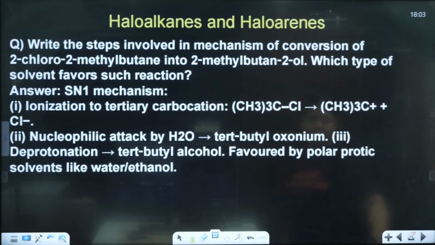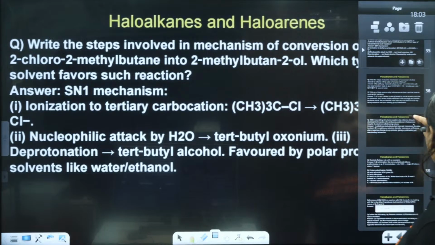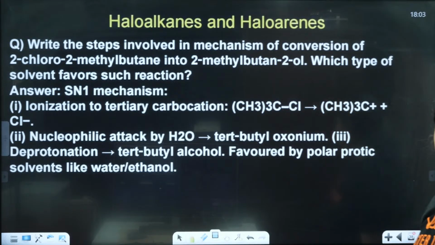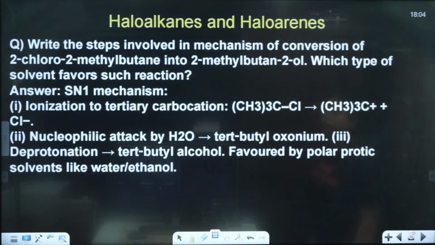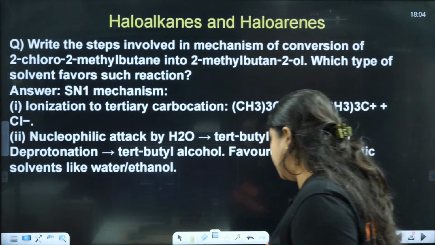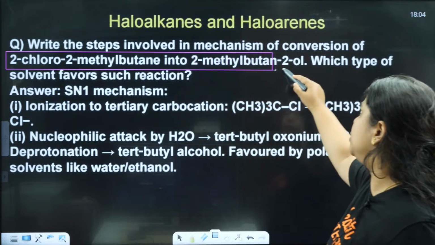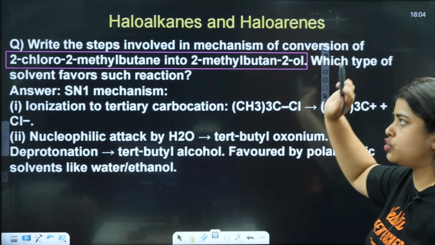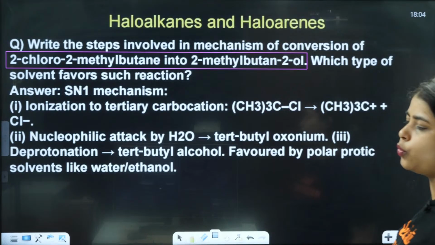Haloalkanes and haloarenes chapter, I think after that, alcohols and phenols will remain. From haloalkanes and haloarenes, first question: write the steps involved in the mechanism of conversion of 2-chloro-2-methylbutane into 2-methylbutan-2-ol. So they have told to write the steps or mechanism for the conversion of this compound into the 2-ol.